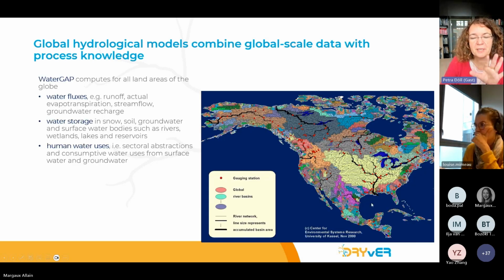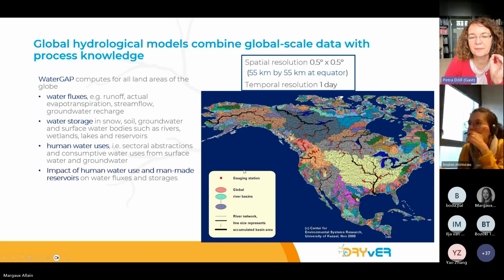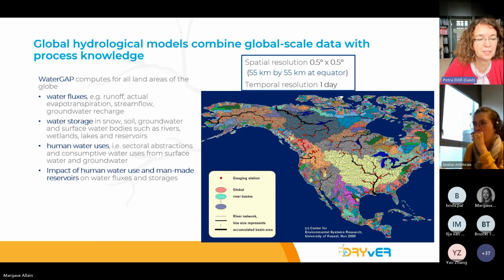Just to give you an impression about the first input, this is the output of the global model WaterGAP. Global hydrologic models combine global scale data with process knowledge. So it's different from a random forest model, which is a very data-driven model. You don't think about processes, but WaterGAP computes for all land areas of the globe the water fluxes such as runoff, actual evapotranspiration, stream flow, and groundwater recharge. It computes water storages in snow, soil, groundwater, and surface water bodies.